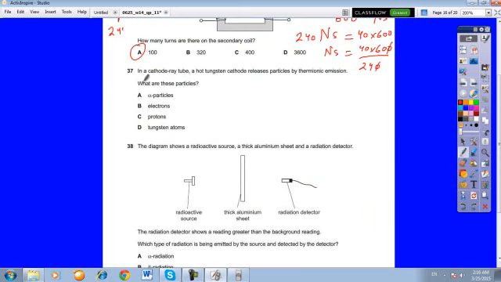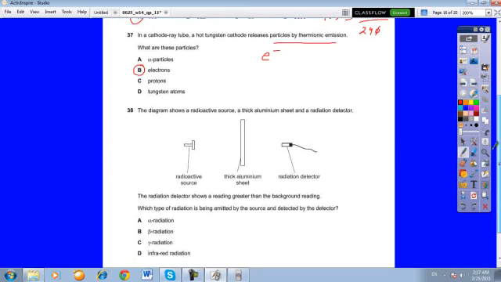37. In a cathode ray tube, a hot tungsten cathode releases particles by thermionic emission. What are these particles? Thermionic emission is by definition the emission of electrons at high temperature. B.